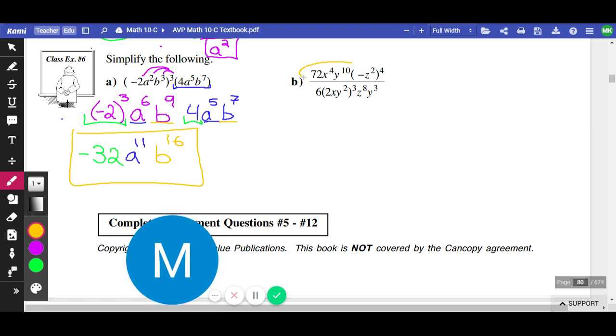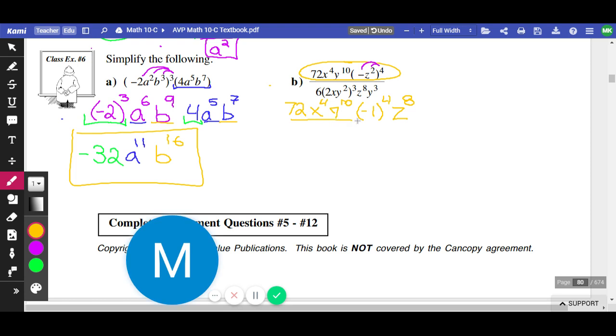On the top, I'm looking at just up here. I have an exponent on an exponent, and I need to deal with that. So this 4 goes to the 2 and goes to the negative 1. That leaves me with 72, x to the 4, y to the 10, and then I have negative 1 to the power of 4, z to the power of 8. That's me multiplying the 4 into the brackets.